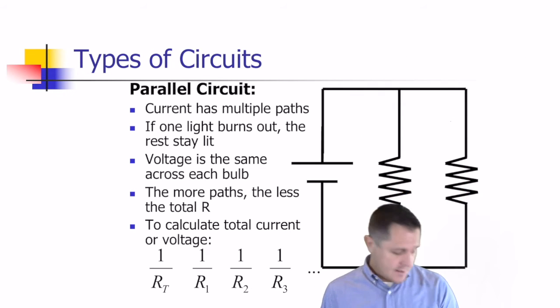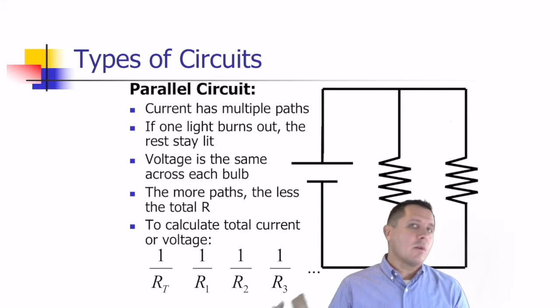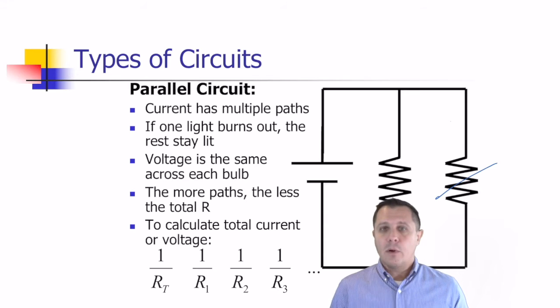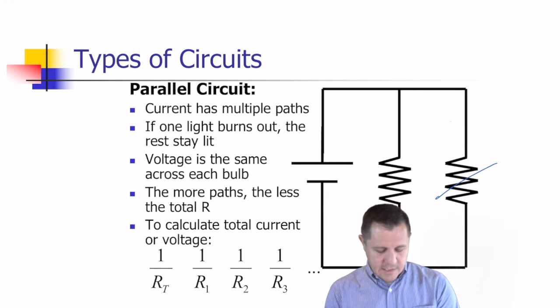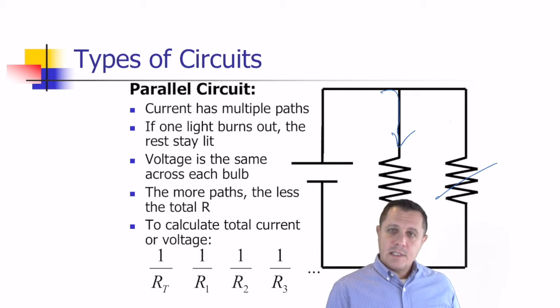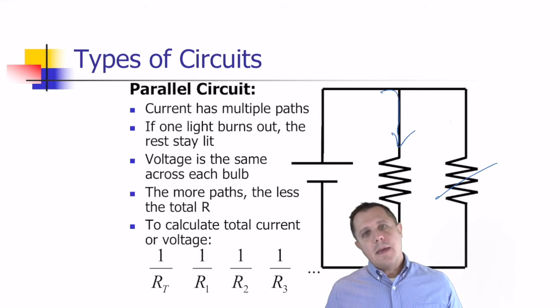Current has multiple paths. We know this already. You probably learned this a long time ago. If one bulb burns out, they don't all burn out. We still can have current going through the other resistor. So that's different than series, right? And you can think about that with Christmas lights.